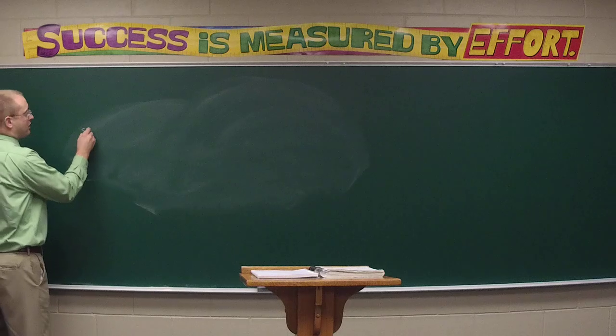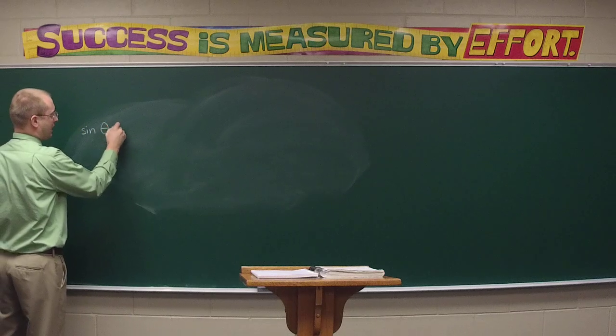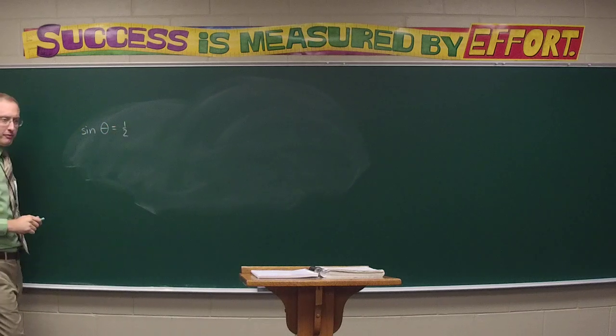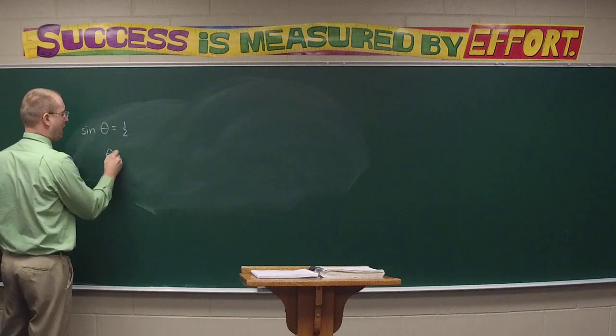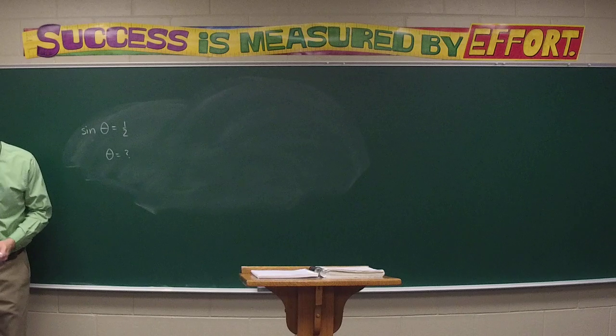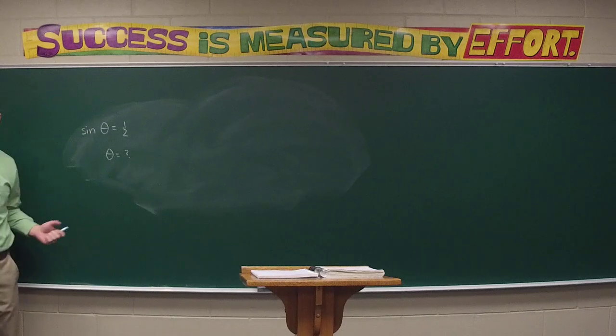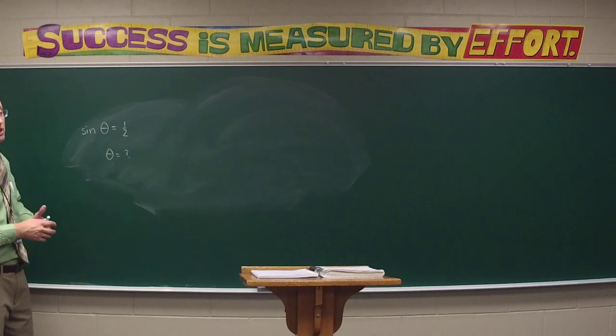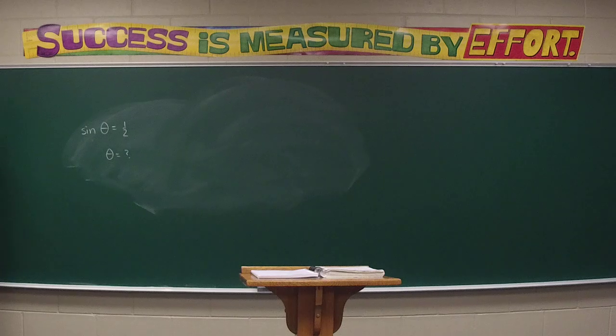Suppose I told you that the sine of theta is a half, and I asked you, what is theta? Well, we could, of course, take the arc sine of both sides. We could pull out our calculators. But supposing we weren't permitted to use our calculators, like you won't be allowed to do on a problem like this, how would you figure it out?